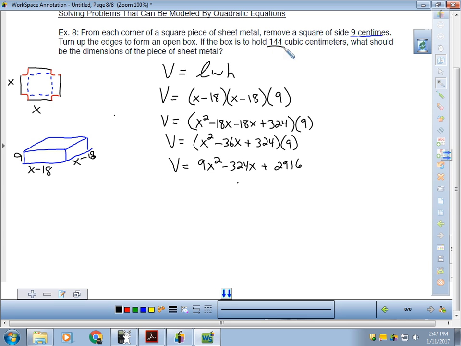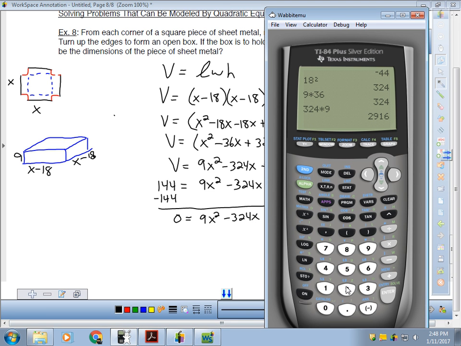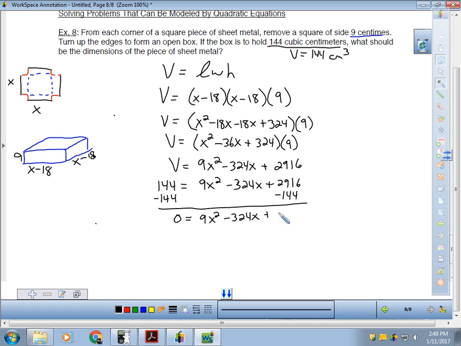Now, they told us up here in the problem that the volume, V, has to be 144 cubic centimeters. So they're actually giving us this value, so we can plug it in here. 144 equals 9x squared minus 324x plus 2916. Now to solve this, I'm going to first subtract that over, so that I have a 0 on the left. So 0 equals 9x squared minus 324x, and then I need to figure out 2916 minus 144, which is 2772. And now, in order to simplify this, I'm going to divide everything by 9, because I think they're all divisible by 9, and that'll make my life a little easier.